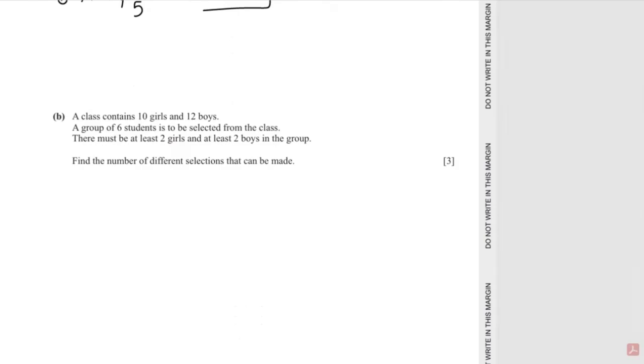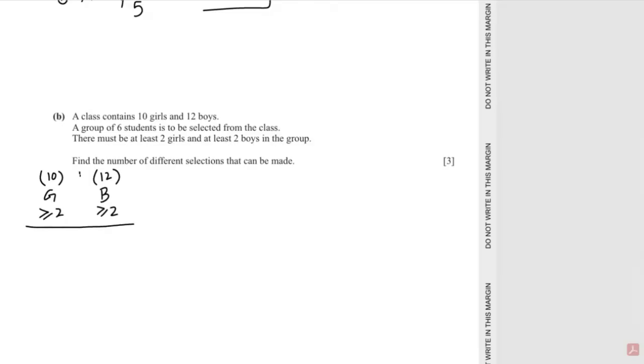So you need to model it. You can either do it in your head or you can model it using the way I am doing it right now. So there are girls and there are boys. Altogether, there are 10 girls and there are 12 boys. So the restriction here is at least 2 and at least 2. So it means greater than or equal to 2.